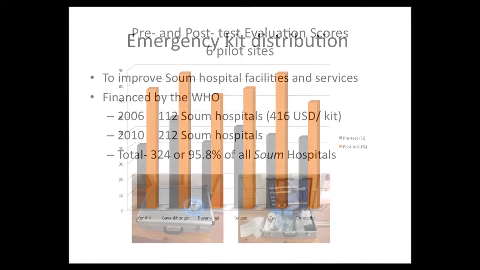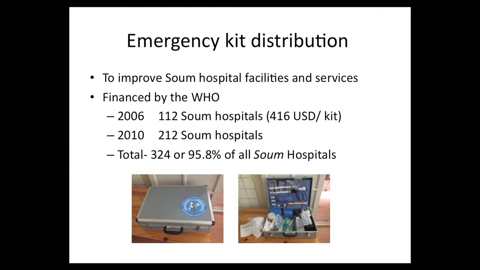We distributed emergency care kits to first-level hospitals, and a total of 324 first-level hospitals now have an emergency kit, and especially we distributed oxygen containers. This was important for us because in an emergency situation first-level hospitals hadn't any possibility to use oxygen.